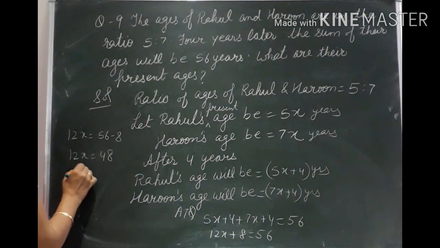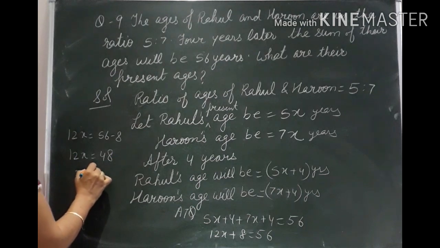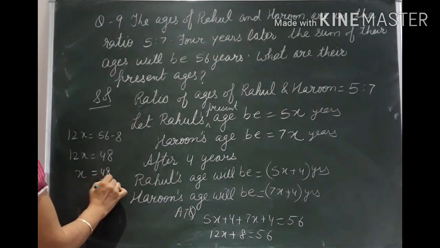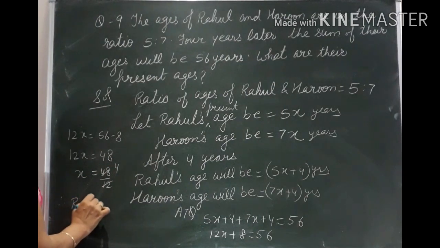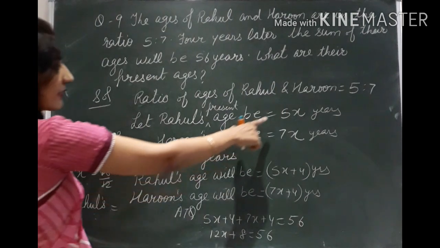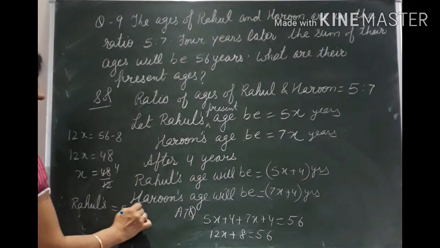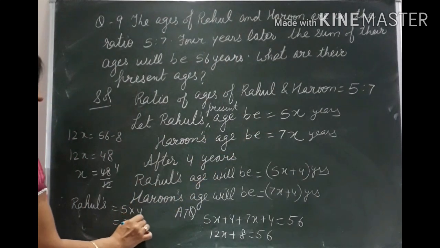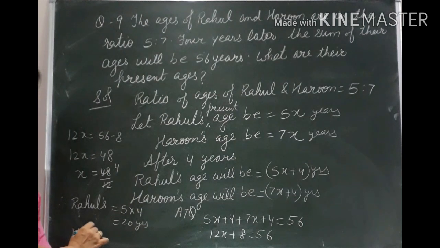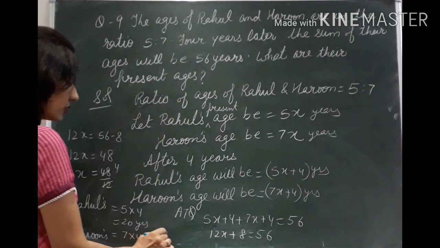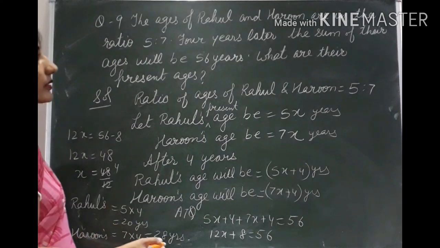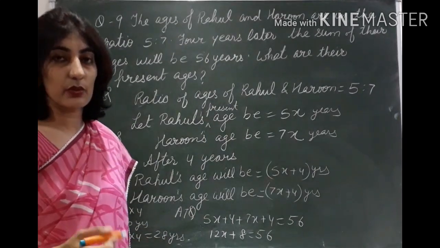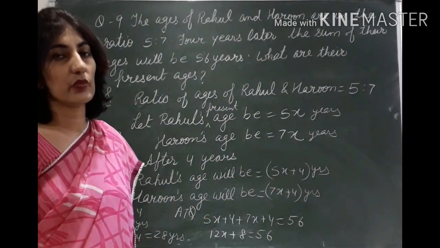To find the value of x, I will divide both sides by 12. So x equals 48 by 12, that is 4. Therefore, Rahul's present age will be 5x, that is 5 into 4 equals 20 years, and Harun's present age will be 7 into 4, that is equal to 28 years. So this is question number 9. Question number 10 is also similar to question number 9. The questions which I have explained, the remaining questions you have to do yourself.